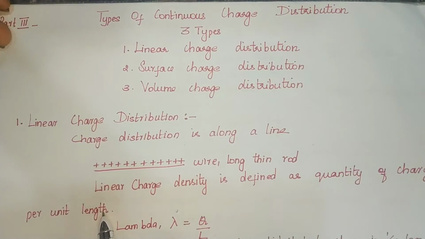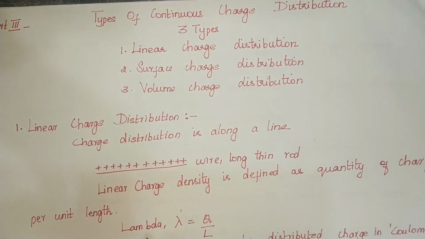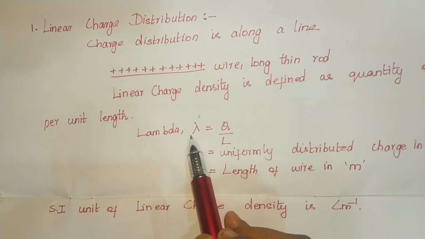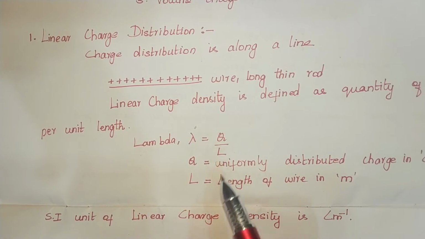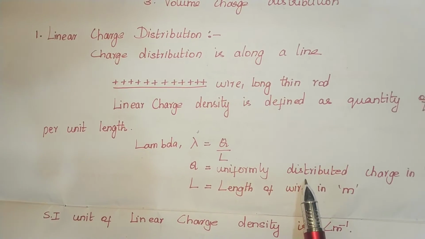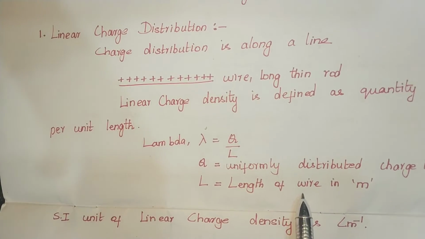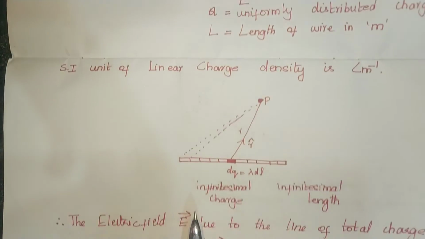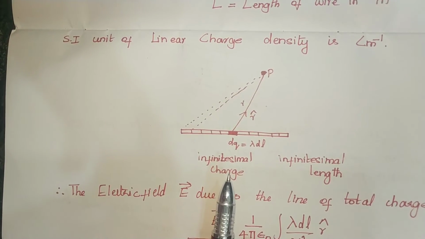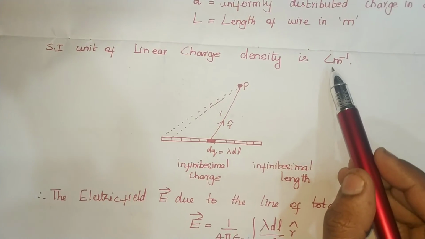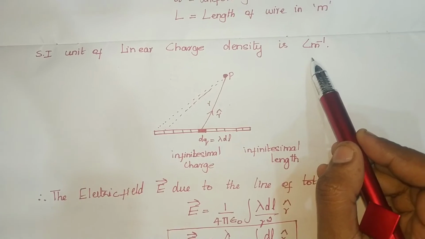For a unit length, how much charge is there? The linear charge density variable is lambda, which is equal to Q by L. Q is the uniformly distributed charge in coulomb, and L is the length of the wire in meter. The SI unit of linear charge density is coulomb per meter, or C m^-1.